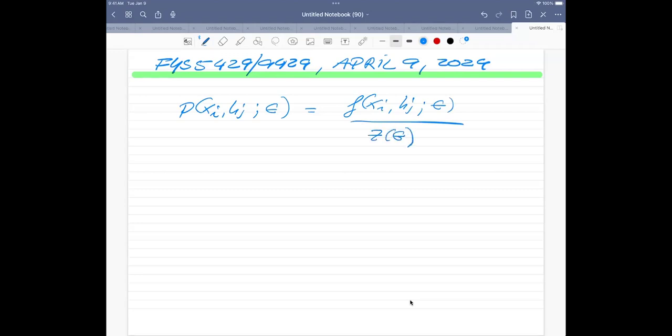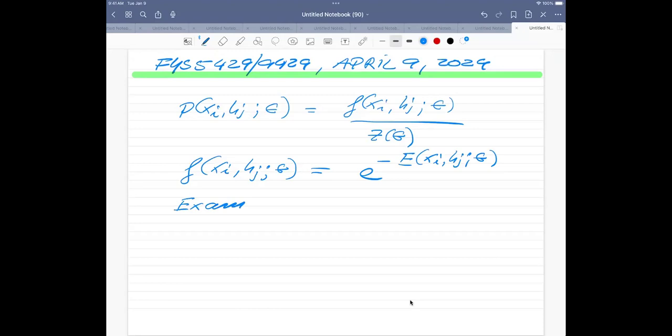Now, this function which we have here, this f, is in its most common disguise written as an exponential, with a minus, and then we have E of x_i, h_j, theta. This is the most common model which we use. Now, in the applications of the standard Boltzmann machines, what we are going to do is to replace this E.